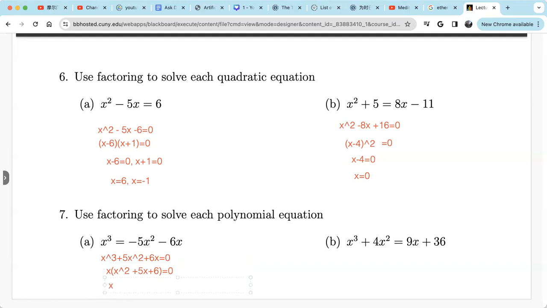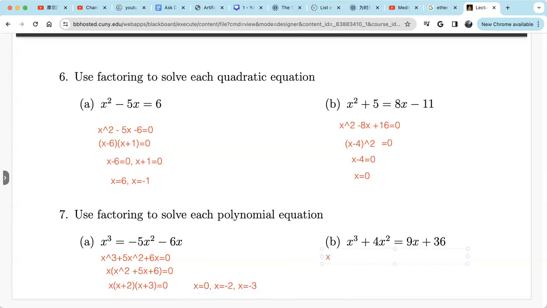Now the trinomial also can be factored. So 2 factors of 6 that add up to 5. That's x plus 2 times x plus 3 equals 0. So I have 3 solutions. X can be 0. Each factor can be 0. X plus 2 can be 0. That means x equals negative 2. X plus 3 can be 0. That means x equals negative 3. So 3 solutions. Because this is a polynomial of degree 3, you can have at most 3 solutions.